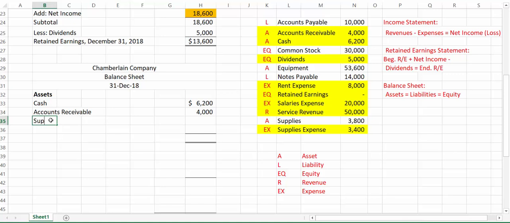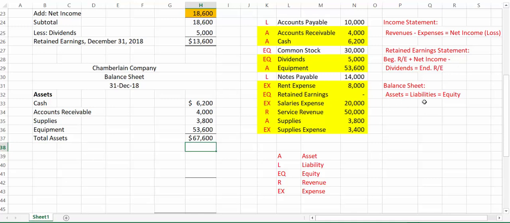So since we're going in order of liquidity, we're going to put supplies first. That's $3,800. I'm going to highlight that. And then we're going to put our equipment, and our equipment is $53,600. Okay, so now all of our assets are done, so we're going to call this total assets. The total assets is going to be the sum of these numbers here. So our total assets are $67,600.